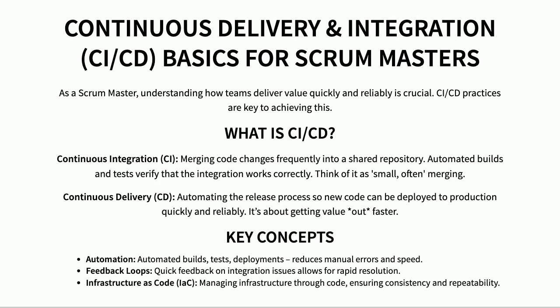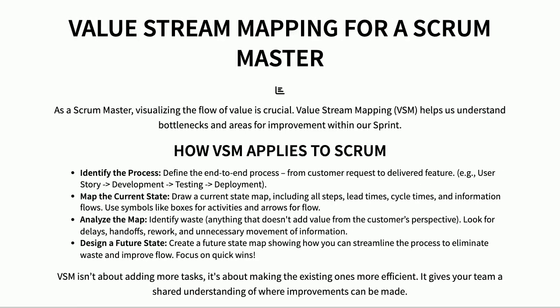Then, continuous delivery takes it a step further by automating the entire release process. It ensures that new code can be deployed to production really quickly and predictably. Automation is a huge theme here, as is getting that rapid feedback on any integration issues so we can fix them fast. And increasingly, teams are using infrastructure as code, basically managing their servers and environments through code itself, which makes everything more consistent.